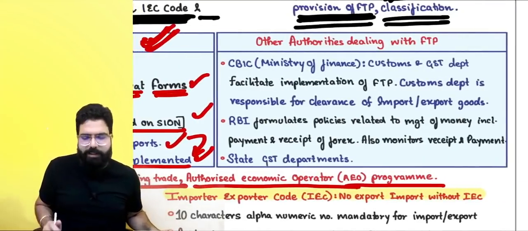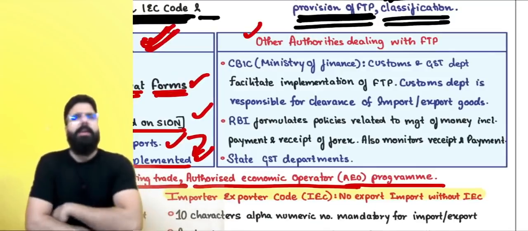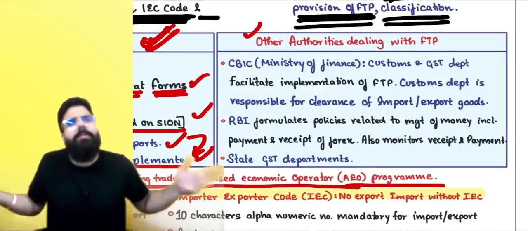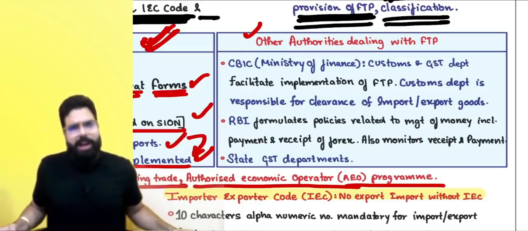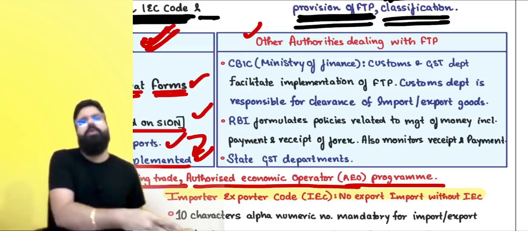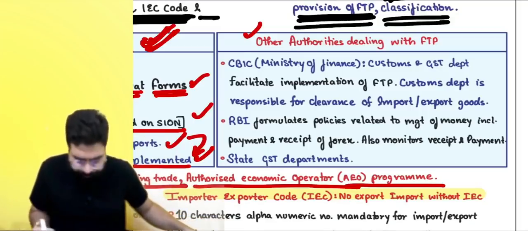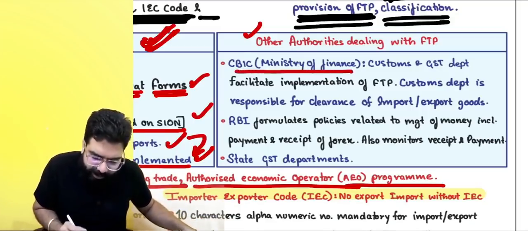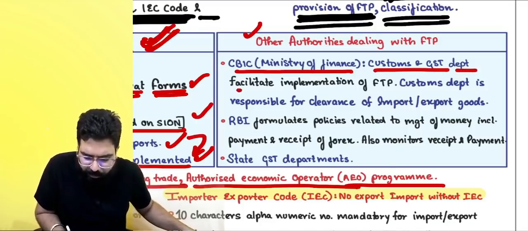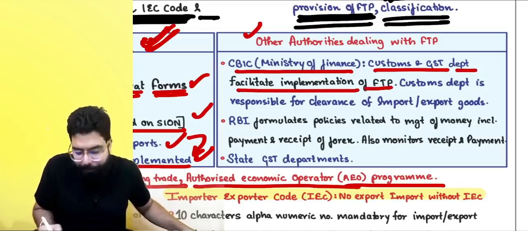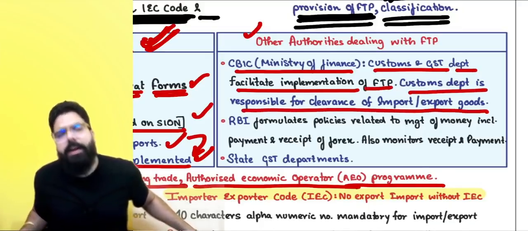Okay, sir. Point is clear. Now, who are the other people? Always remember, Director General of Foreign Trade, no, he doesn't have an army. He doesn't have anyone working for him. He has the other officers who go ahead and help him. Who are the other officers who are going in and helping him? CBIC, Customs and GST Department facilitates implementation of FTP. Customs Department is responsible for clearance of imported and exported goods.